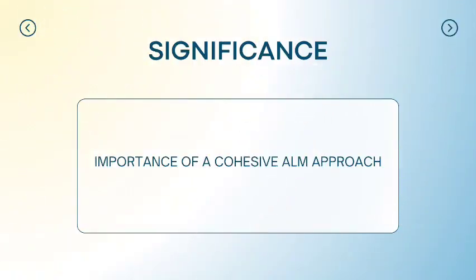Why is the harmony between test execution and other ALM phases so crucial? Well, think of it as a recipe for success. A cohesive ALM approach with test execution at its core brings about better collaboration among teams, streamlines processes, and lifts the overall quality of our software.